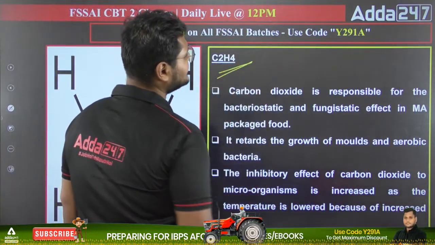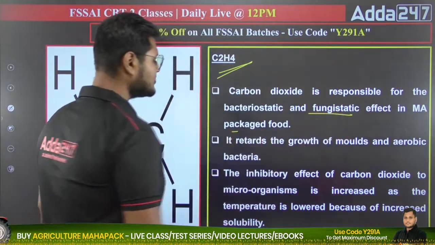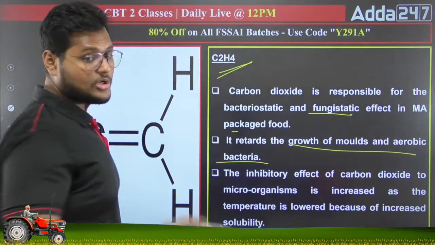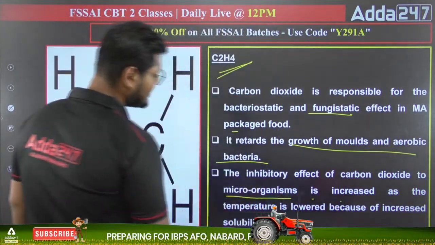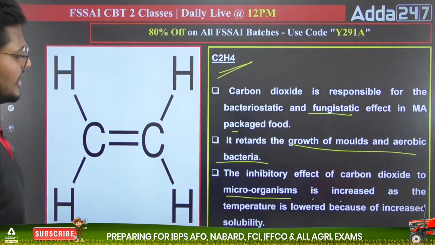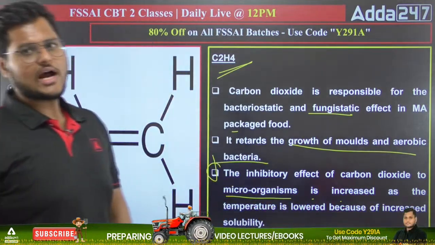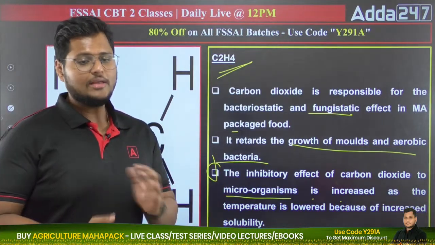C2H4. Carbon dioxide is responsible for bacteriostatic and fungistatic effect in MA packaged food. It retards the growth of molds and aerobic bacteria. The inhibitory effect of carbon dioxide to microorganisms is increased as the temperature is lowered because of increased solubility. Okay, yesterday also I had given one question regarding this, that how the solubility is related to the inhibitory effect of carbon dioxide.